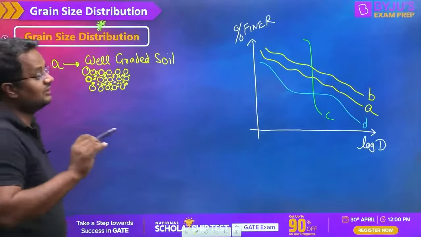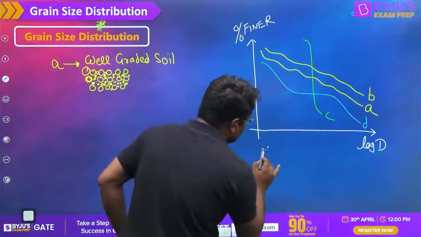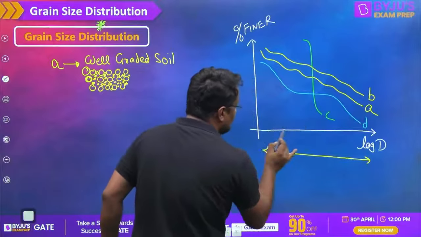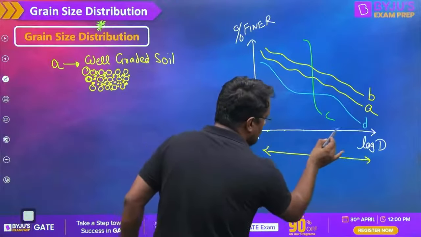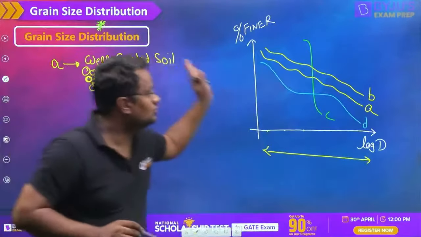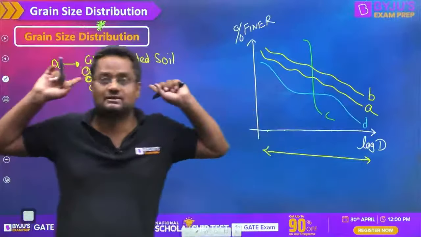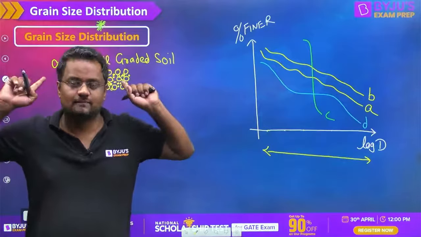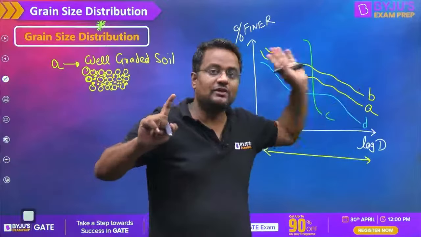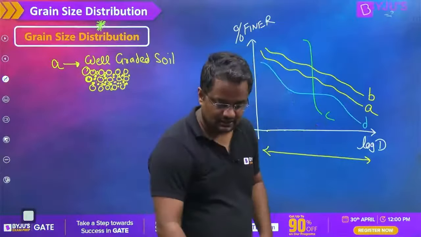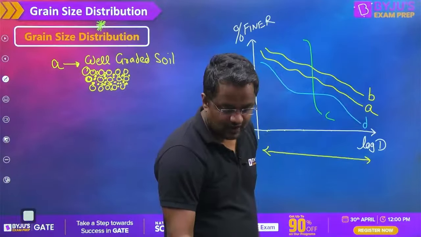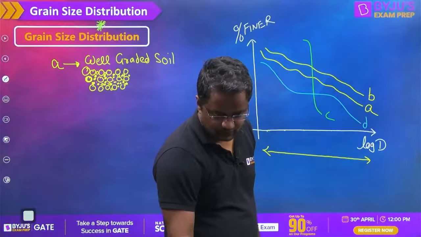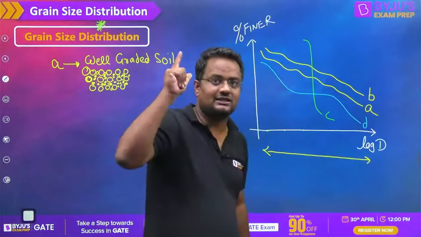This is well graded. Why well graded? Because it contains particles of a huge range, from big to small, double XL, XL, large, small, very small, every particle size. For coarse grain soil, the flatter the curve, the better it is, because it contains a wide range of particles. So flatter the curve, better it is. Got it? Yes or no?